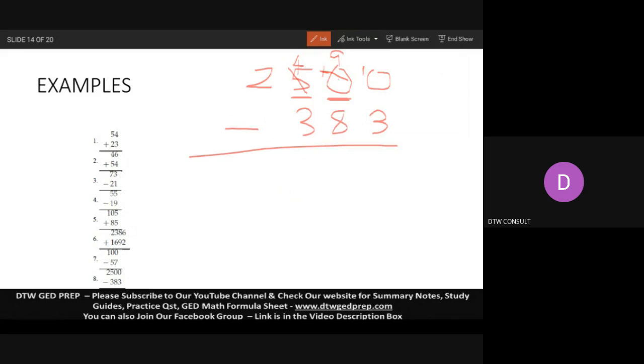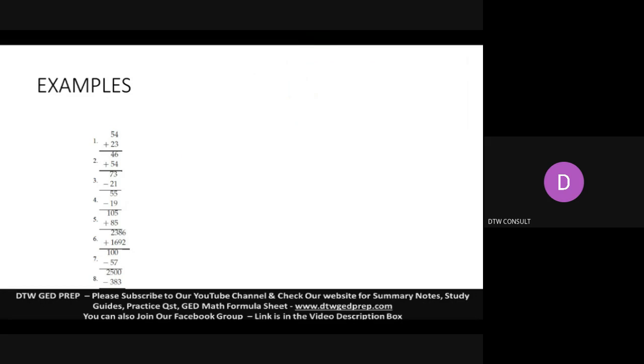So 10 minus 3 gives you 7. Then 9 minus 8, removing 8 from 9, you have 1 left. Then 4 minus 3, removing 3 from 4, you have 1 left. And then you have 2. So the answer there we have is 2,117. So we go ahead.